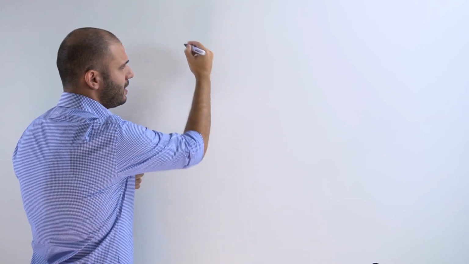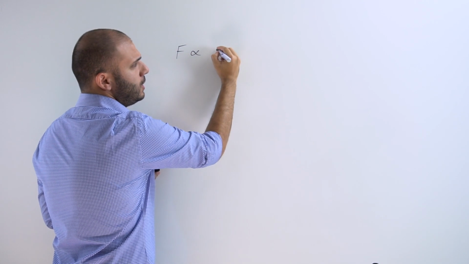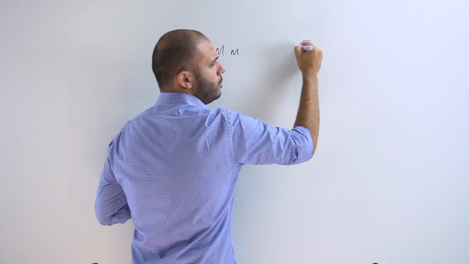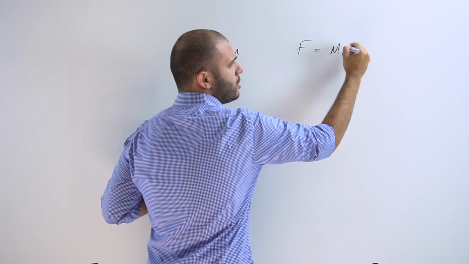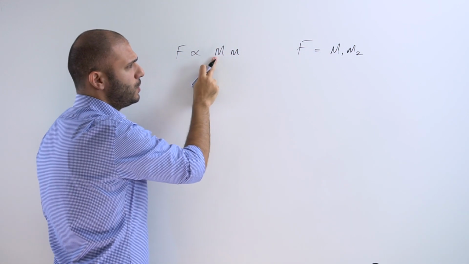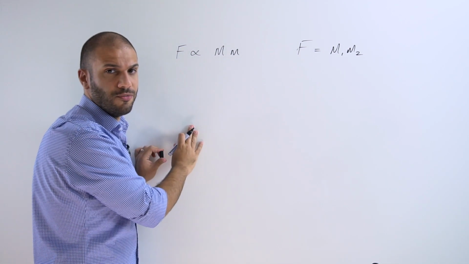Now this, mathematically, we interpret as the force being proportional to the product of the two masses. You can denote this as mass 1 and mass 2, or else you can denote it like so, with an uppercase M and a lowercase m, indicating two different masses.